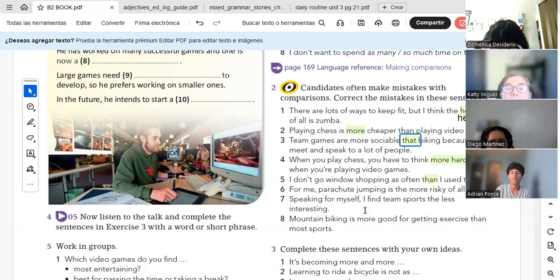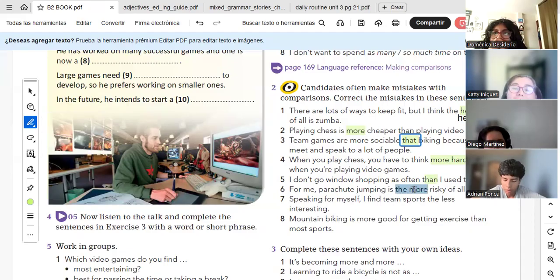Number 6. For me, parachute jumping is the riskiest of risky. There is a mistake here: the word "more" is wrong. No, the "more" is not needed. And there's another mistake.